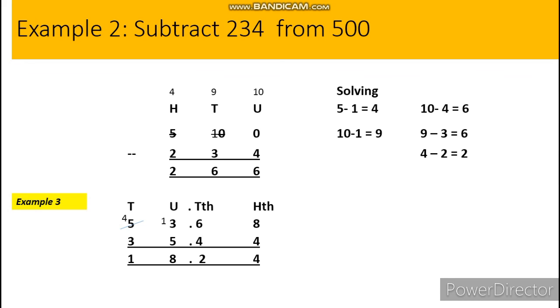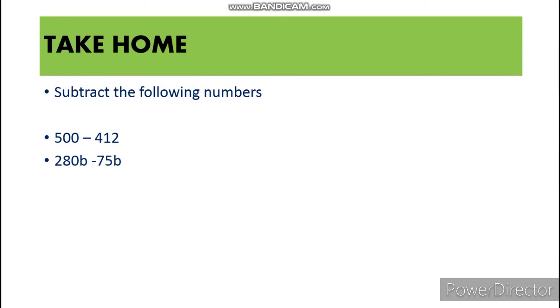I know there are more complex subtractions, and when you stick with me in my other videos, we'll learn together. Now here's a basic take home for you. Subtract the following numbers: 453 minus 67, 500 minus 412, and 280b minus 75b. Of course, you realize I didn't say 280b minus 75 because they are not the same. So the b is the letter that makes it the same.